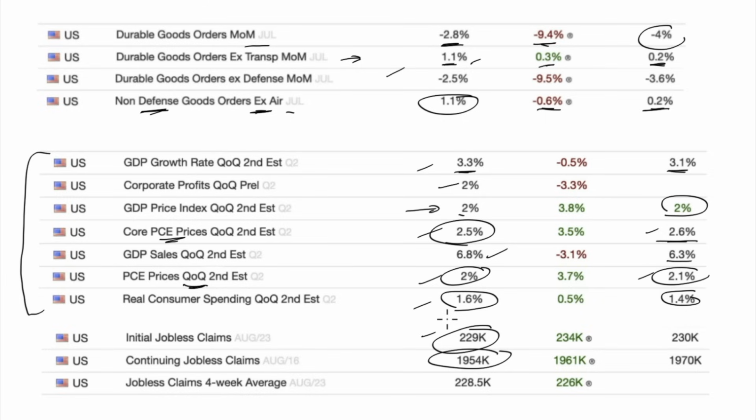Companies are not getting rid of people, but because of the continuing jobless claims, they're not really hiring either. Now, I say it's been flat for a while. Typically, these are claims for unemployment. This is not how many people are jobless.